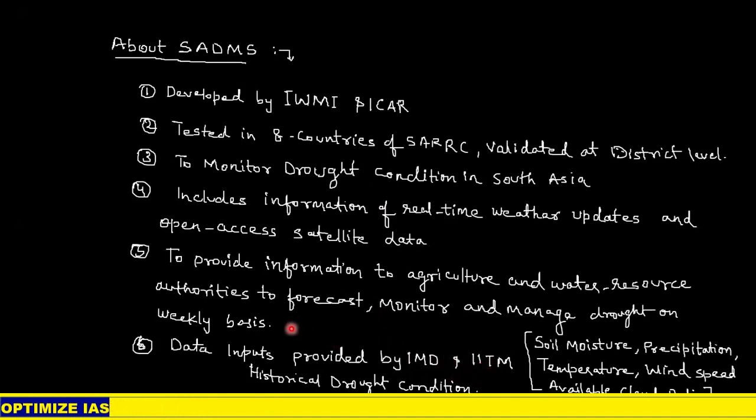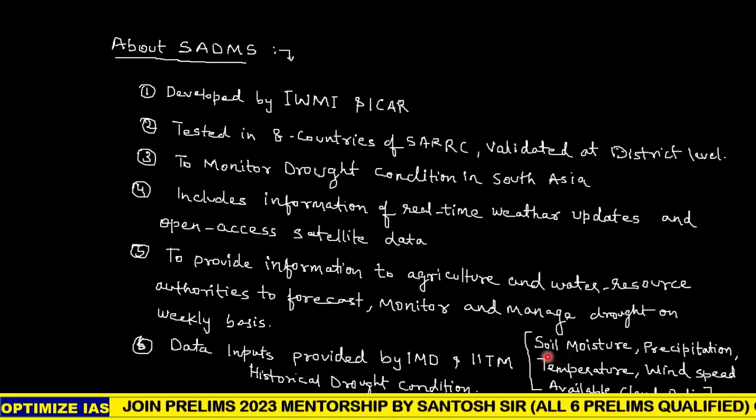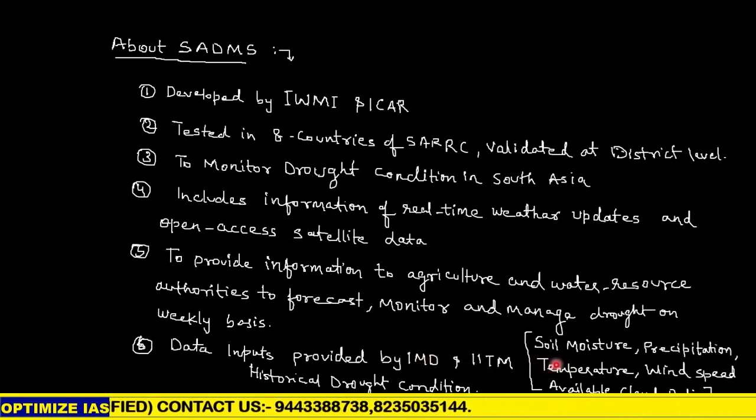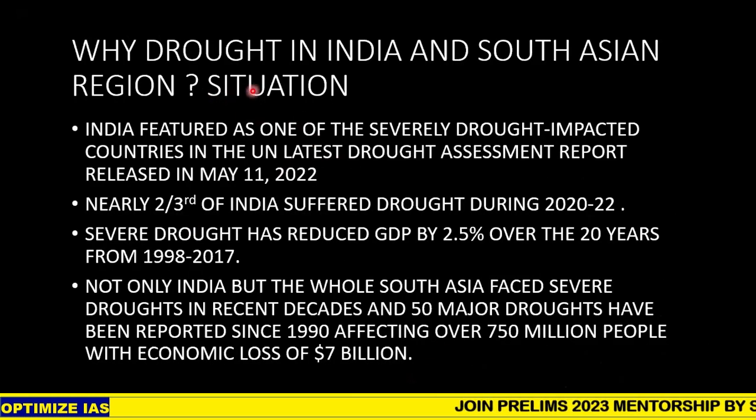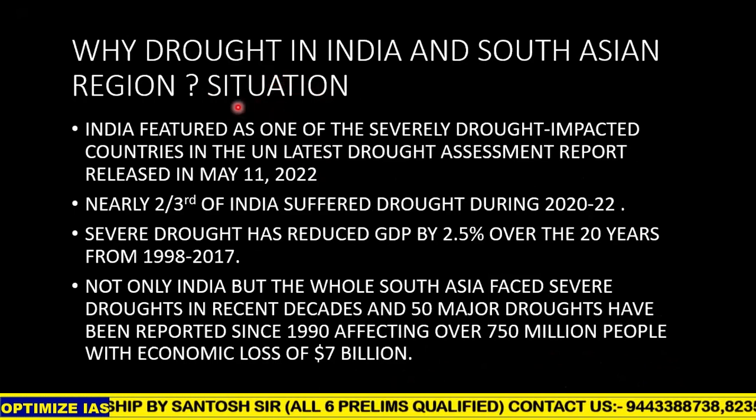This system not only uses data based on parameters on the ground, but also parameters captured by satellites and delivered to IMD and IITM. These include soil moisture, precipitation, temperature, wind speed, cloud cover, as well as historical drought conditions.